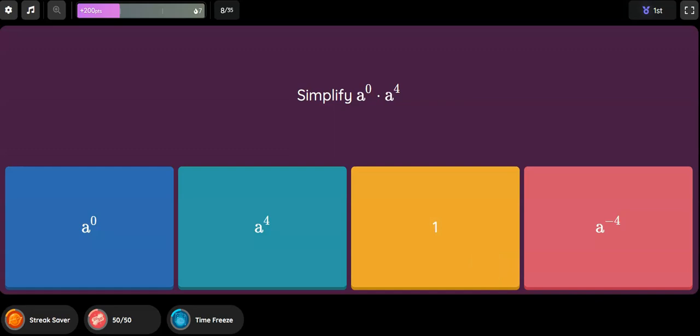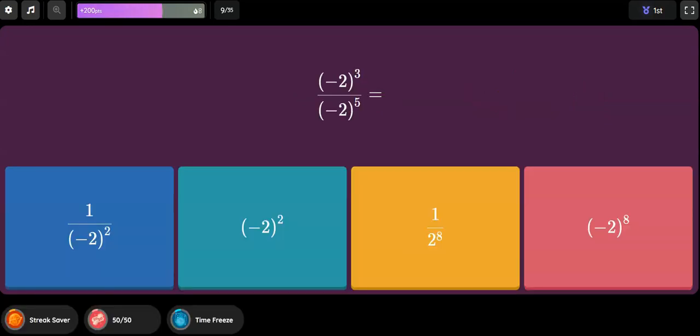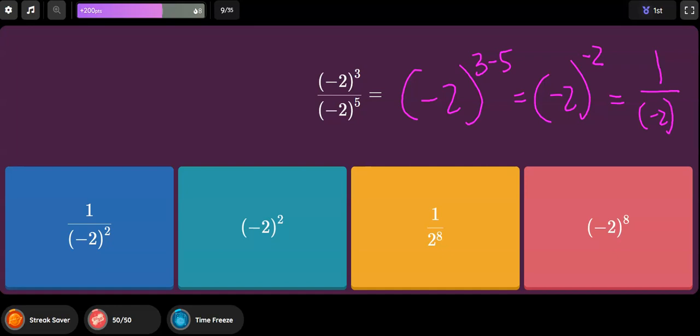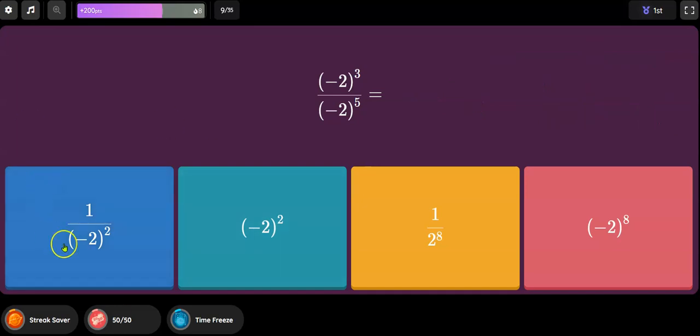Anything raised to the 0 power is 1. If I multiply 1 times a to the 4th, that does nothing. So the answer is simply a to the 4th. When you divide like bases, you leave the base the same, and you subtract the powers. Minus 5, negative 2. Anytime your power is still negative, you take the reciprocal. Once you flip it, the power becomes positive. The base is negative, but the power is not. So the answer is this first one.